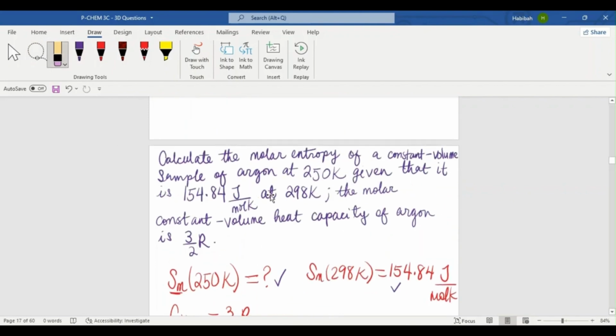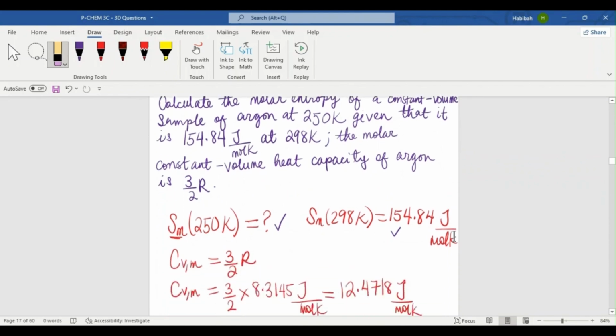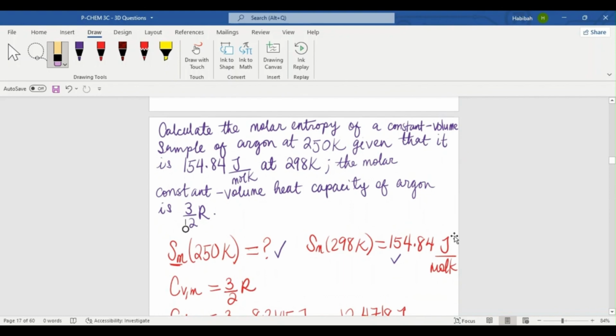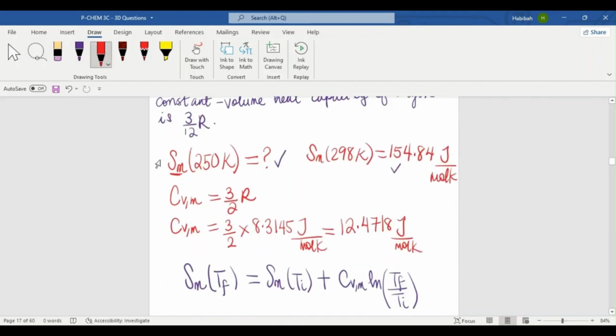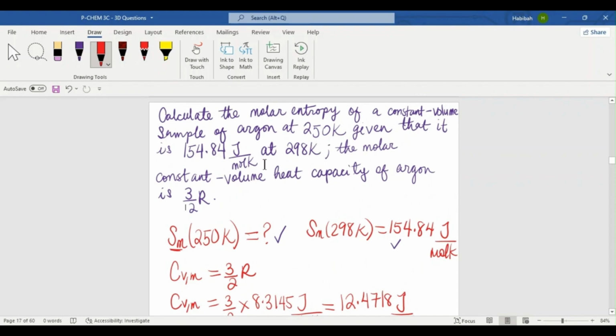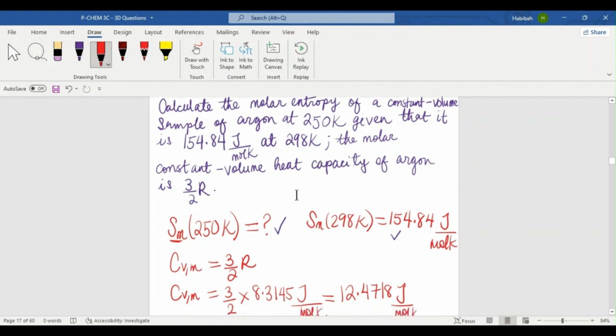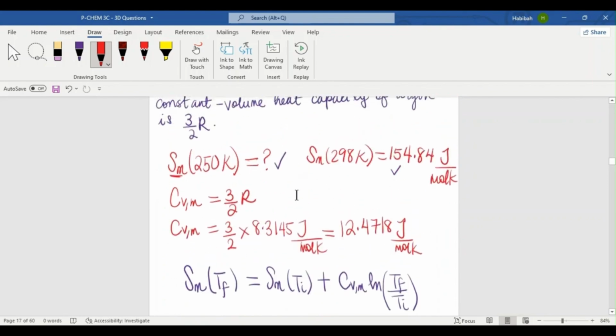You can see in this question that we're told to calculate the molar entropy of a constant volume sample of argon at 250 kelvins, given that it is 154.84 at 298 Kelvin. Because of how the grammar is worded, we know that the initial temperature is going to be 298 Kelvin, and then there's going to be a decrease in temperature to 250 Kelvin.